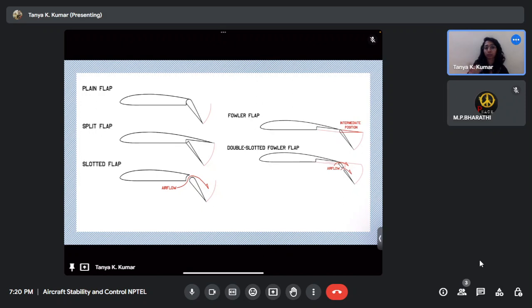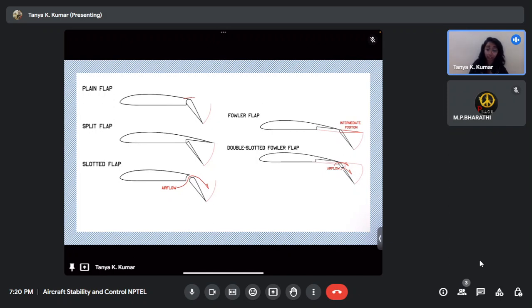What is the benefit of split flap above plain flap? Benefit is that in the case of plain flap, there is a possibility of boundary layer separation at this point, right? So there's a sudden change in camber and there's a possibility of boundary layer separation. In the case of split flap, because only the bottom surface is deflecting, the boundary layer above the surface of the flap or the wing continues to remain attached to the surface. Right? So there is lesser possibility of boundary layer separation.